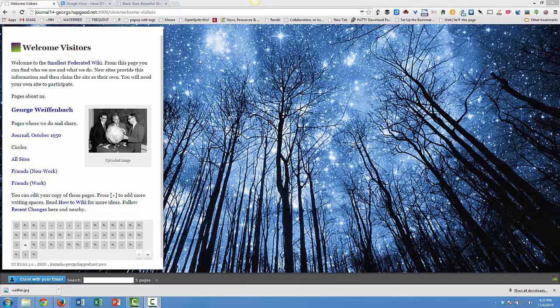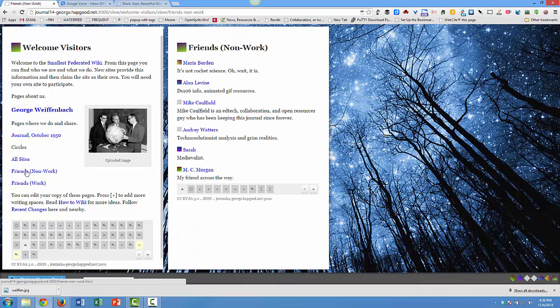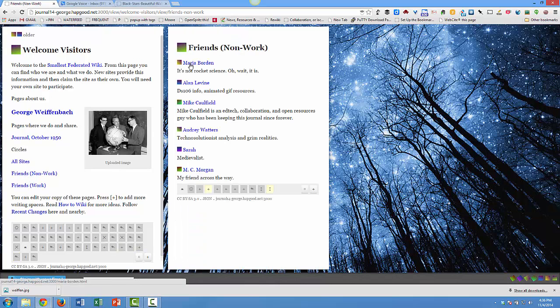So here's where it gets really interesting. This is the site of George Weifenbach, who's one of the people at the AP lab at Johns Hopkins, one of the people that's looking into the Doppler shift. Now, he doesn't follow Arthur C. Clarke the same way you don't follow everybody on Twitter. However, in his non-work friends, he actually does follow Maria.